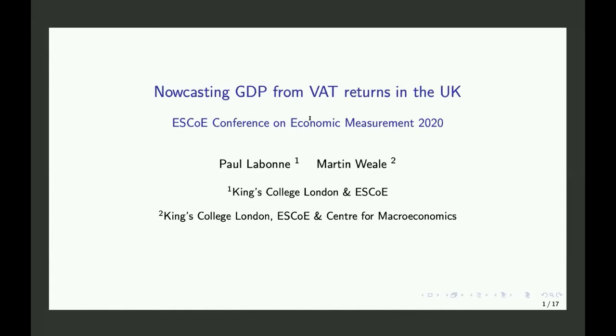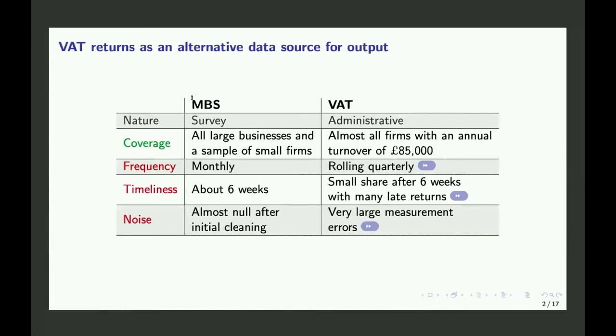So what are the pros and cons of using the VAT compared to the MBS? Being of an administrative nature, the sample of the VAT is much larger than the sample of the MBS. In the UK, all firms with a turnover greater than £85,000 have to submit a VAT return to HMRC. On the other hand, the MBS is a census for large businesses, so it covers all large businesses. But for small firms, it's a survey.